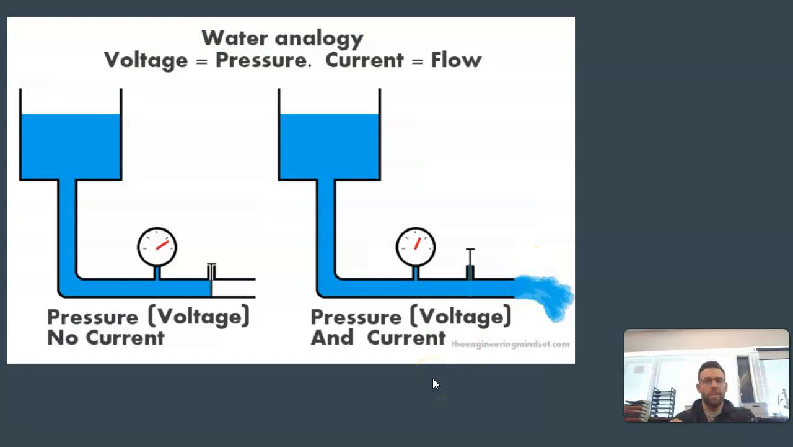Another water analogy is that voltage is like the pressure. It's like how much push there is behind the electrons. All right, so you could have a lot of voltage, but if there's no flow, then you have no current. If you open up the valve, then that pressure can be released and you can actually get a flow of water. Or in terms of a battery, you can actually get a flow of electrons.